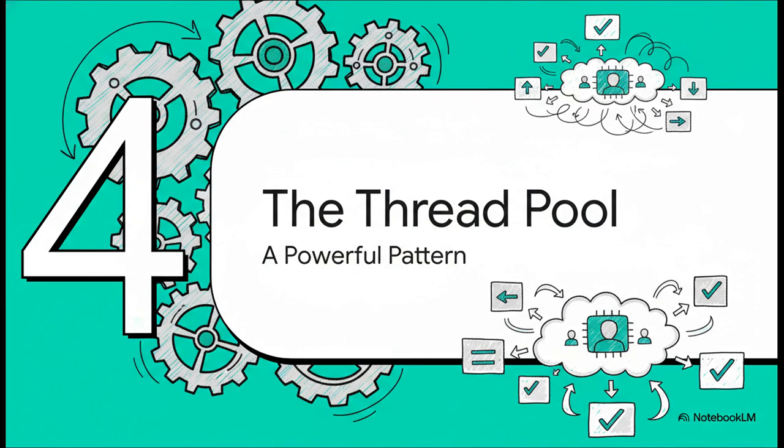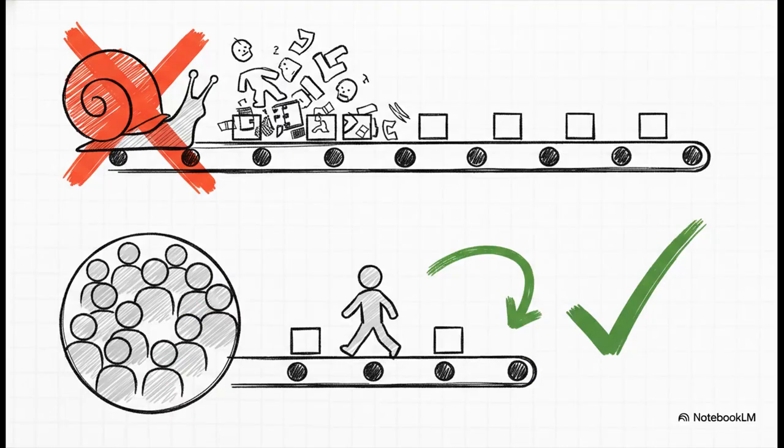All right, so we've looked at the individual tools. Now, let's see how they come together in one of the most useful and powerful patterns in programming, the thread pool. The idea here is simple, but it's absolutely brilliant. See, creating a new thread for every tiny little task is actually pretty slow and wasteful. A thread pool gets around that by creating a bunch of worker threads right when the program starts and then just reusing them. They hang out in a pool just waiting for work to come their way.